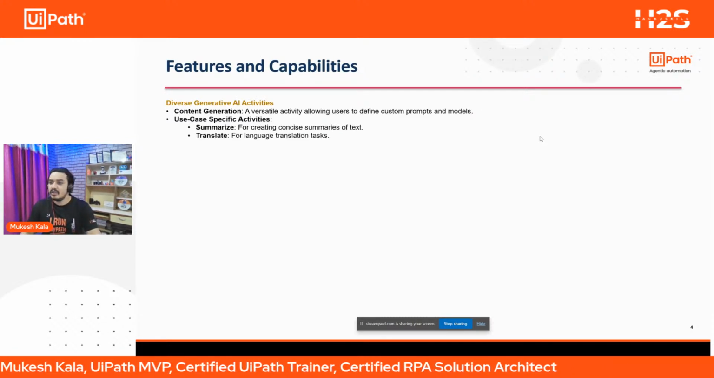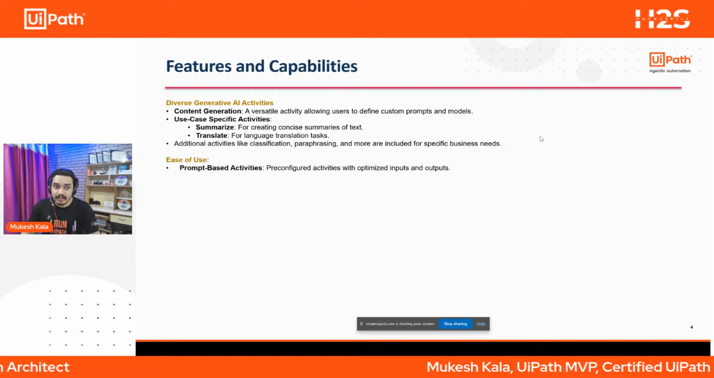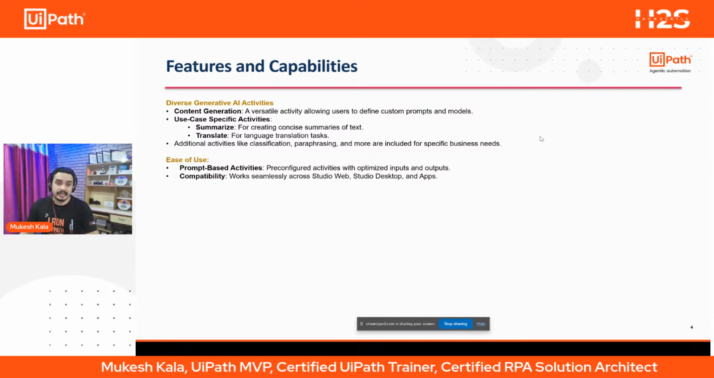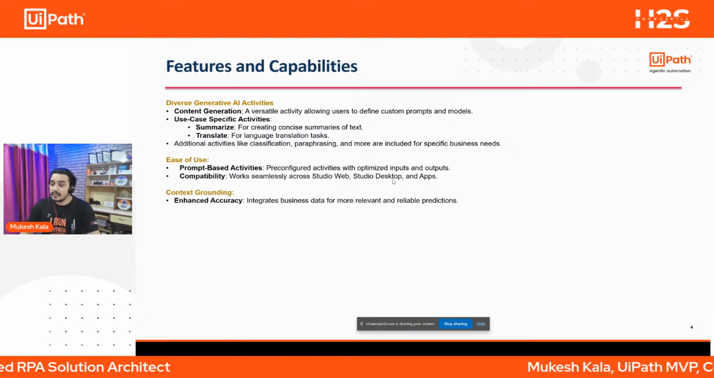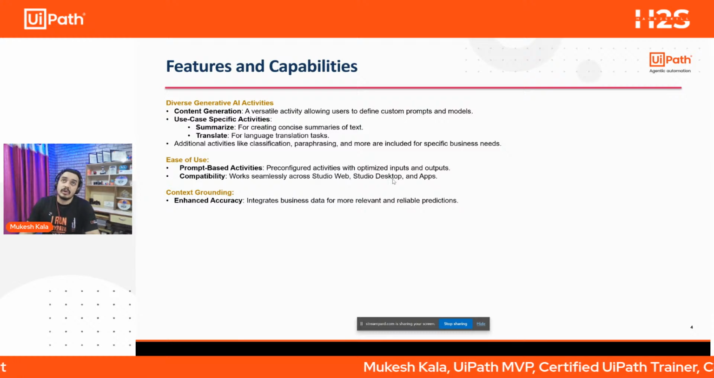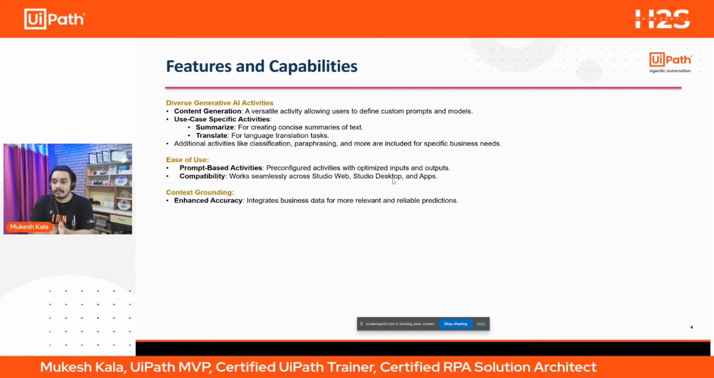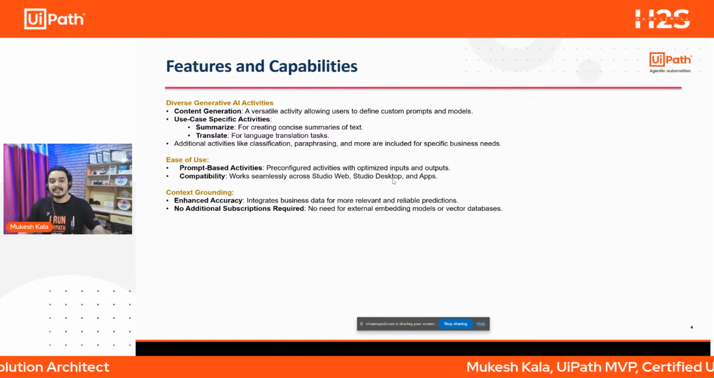What are the features? It has a lot of things you can do. You can summarize the content, translate the content, rephrase it, classify. It is prompt based. You just have to write the prompt, and the rest it can do. It can work on Studio Web, and it can work on Studio Desktop. So now I believe you understand what Studio Web and Studio Desktop are. It also has something called context grounding, which means you can restrict the AI to work only on the data you have provided and not use internet data. That's called context grounding. You don't need any subscription or any vector databases for that matter. Everything is managed by UiPath for you.